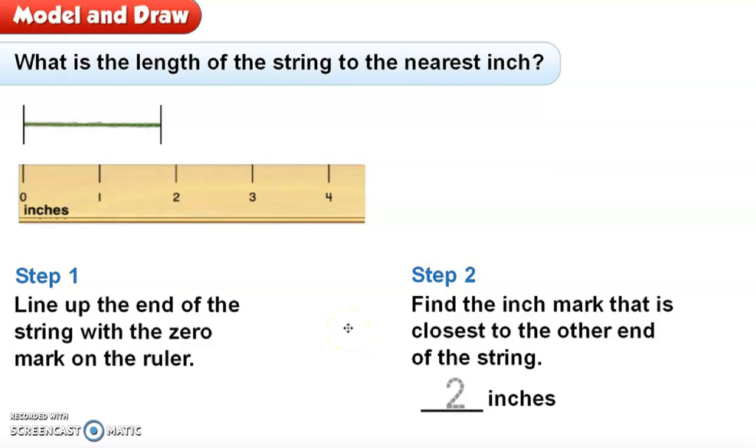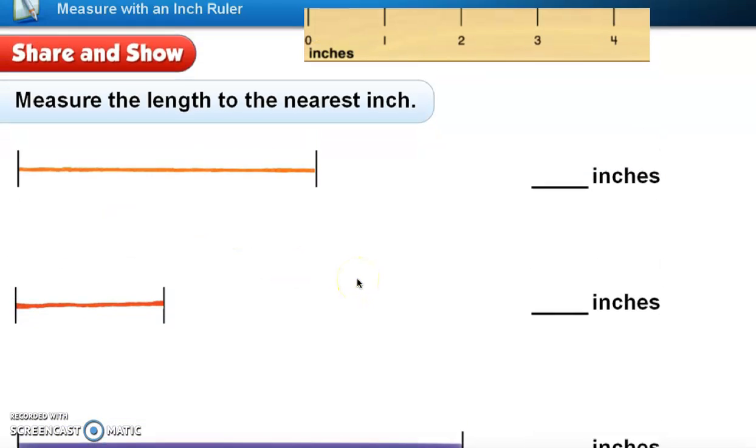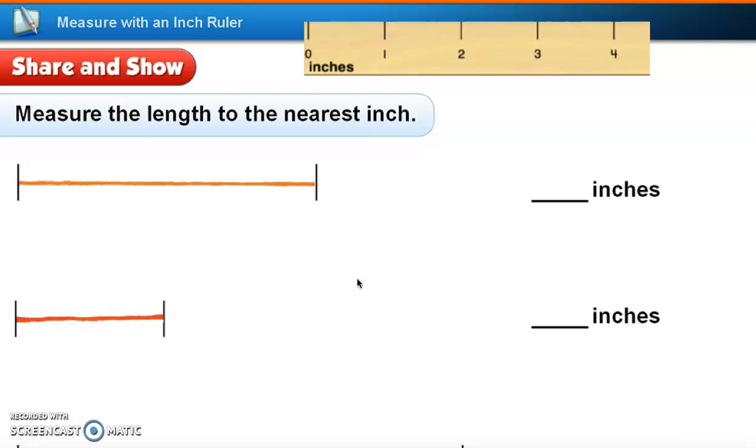So those are just some steps on how to use the inch ruler to find the length of the string to the nearest inch. So in this case, the string is about 2 inches. Okay, so now we're going to measure the length to the nearest inch of a different number of strings.